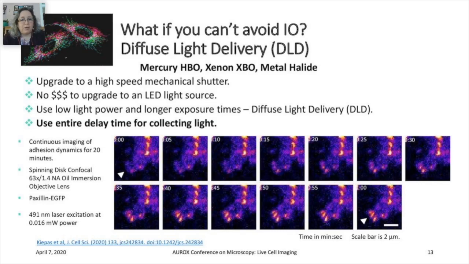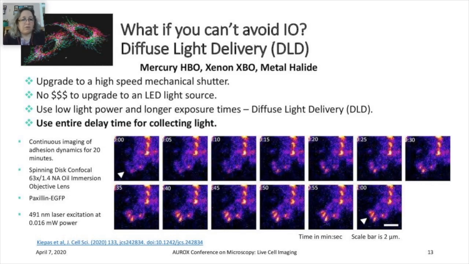So the example I show here is a small protrusive area of a CHOK1 cell, and it's expressing a protein paxillin EGFP in focal adhesions. And you can see where the white arrow is, the cell is protruding and new adhesion structures are forming. We were taking images every 5 seconds, which was a good match for this type of kinetics. And we were using the entire exposure time for that.